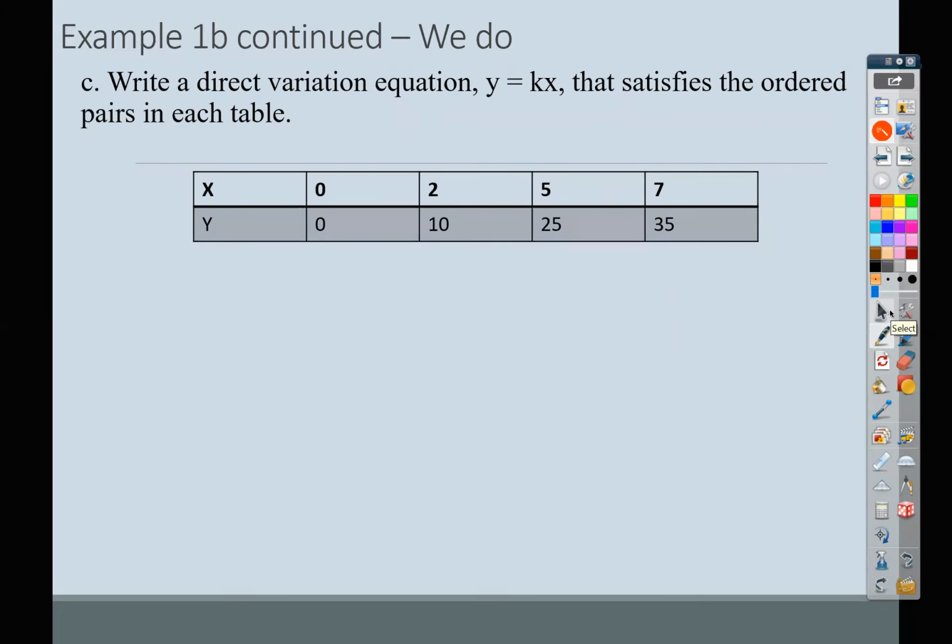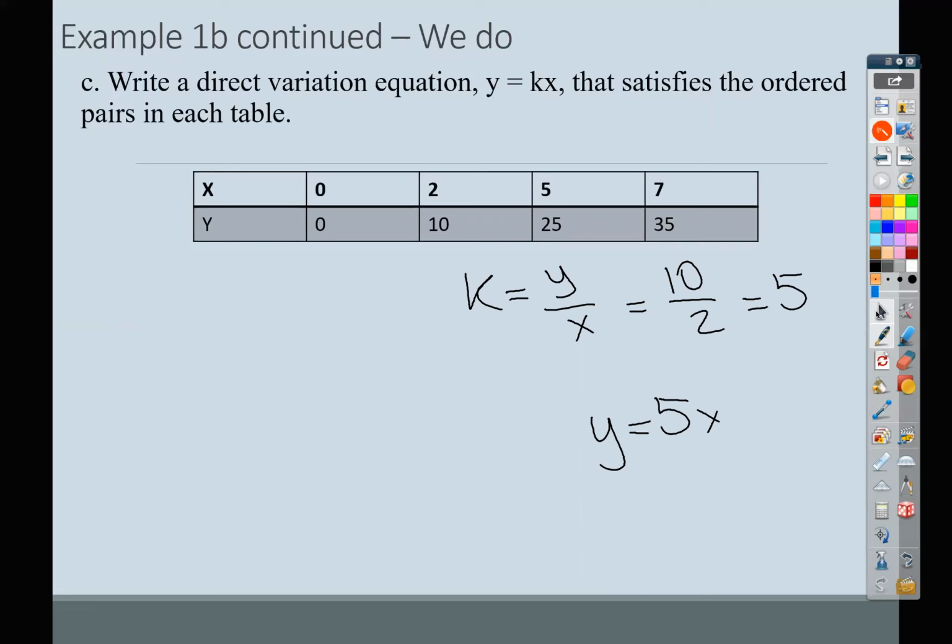Write a direct variation equation, y equals kx, that satisfies the ordered pairs in each table. Again, we know that k equals y over x, so all these are constant. So k would equal 5. So the equation is just y equals 5x.